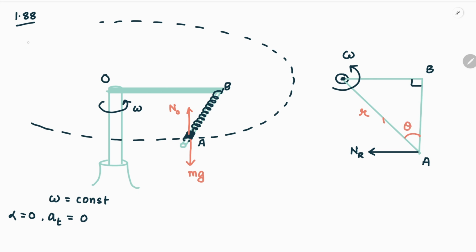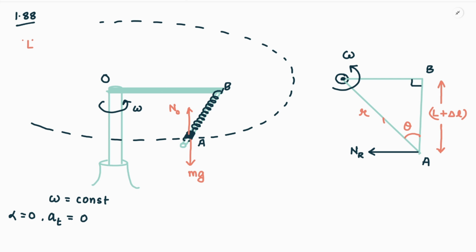So let L be the length of the spring originally, and after a while, as it starts rotating, the length becomes L plus delta L. Now the problem is asking us to evaluate the elongation produced in the spring, but it must also be kept in mind over here, one very important thing, that the answer given is elongation per unit length. So we'll come to that when we solve the problem.